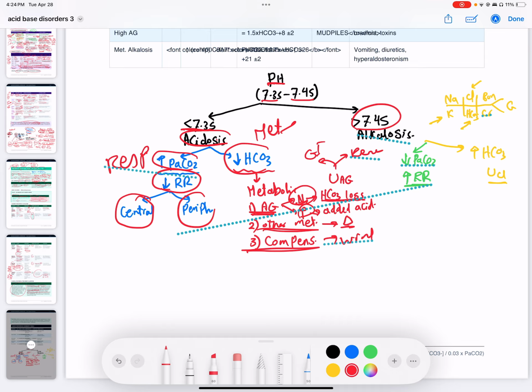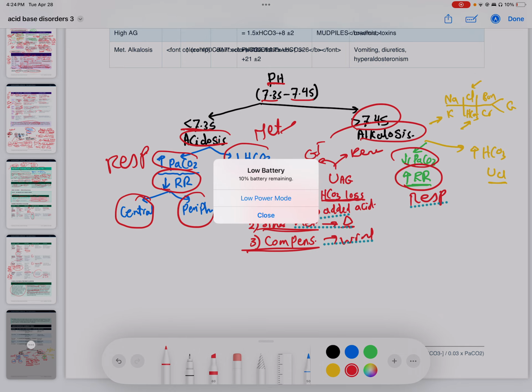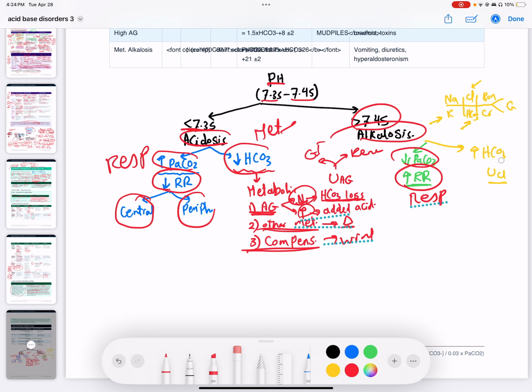If the pH is above 7.45, that's alkalosis. If the PCO2 is low, that means it's respiratory alkalosis. That means you are breathing very fast, whether CNS etiology or systemic disease. If the alkalosis is accompanied with high bicarb, that means it's metabolic alkalosis, and that means it can be chloride responsive or unresponsive. We calculate the urine chloride. If the urine chloride is low, that means it's chloride responsive.